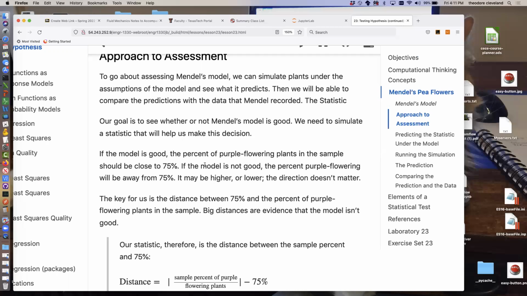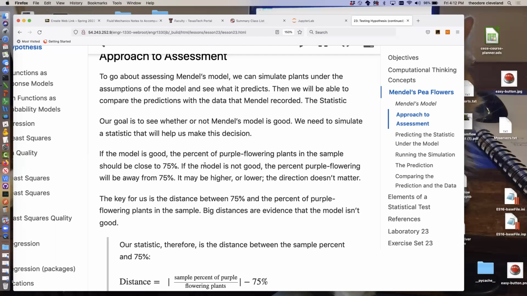What we're going to do is generate a statistic, and a statistic is just a fancy word for some kind of calculation to produce a measurement. The statistic we're going to choose is the distance between the observed mean value of our sample and 75%. If we take a sample of a growing season in the computer and get 75% purple flowers, compared to Mendel's model of 75%, the distance between those two is going to be really small. It's going to be identically close to 0, the smallest number in the alphabet.